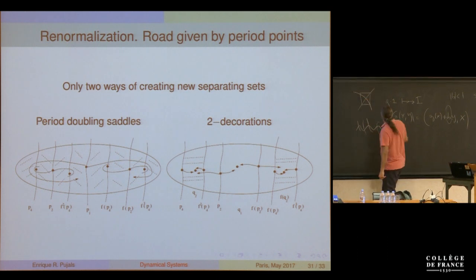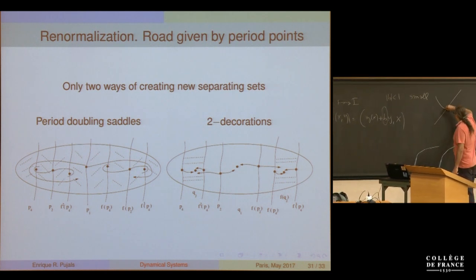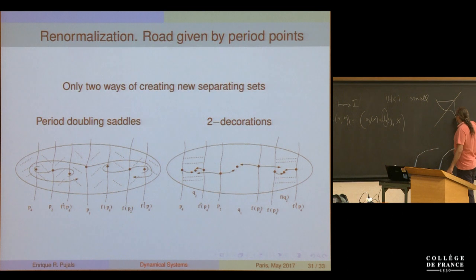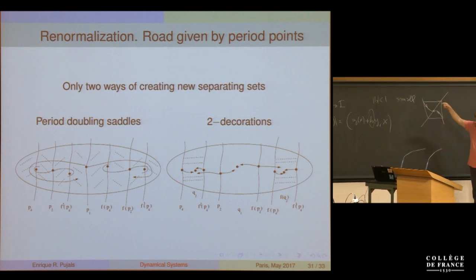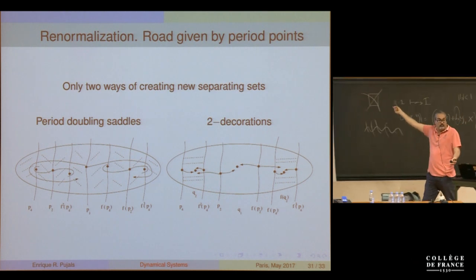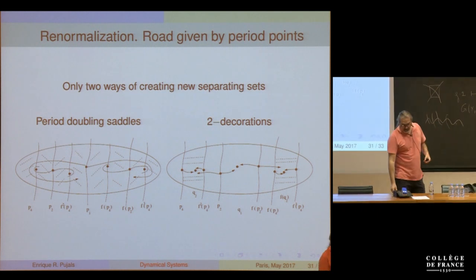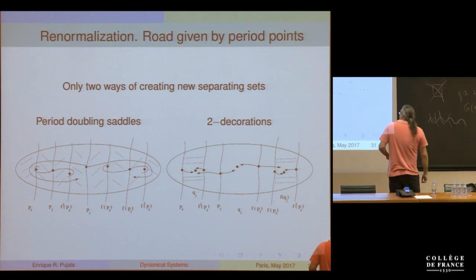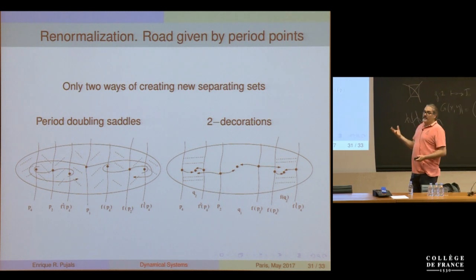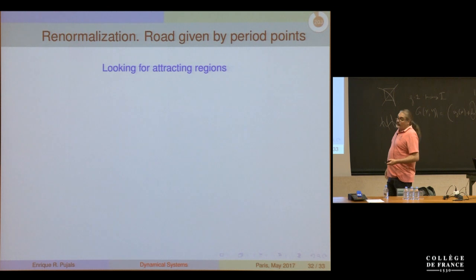But then you can have something like that. Here, this will be the point of period 2, and then the stable is going to this fixed point. This cannot happen if you have a negative Schwarzian derivative, but here there is no obstruction, and then you have this structure. There are the 2 ways that you generate this separating set. And this structure is the one that gives the attracting regions. So this is what we are looking for, attracting regions.